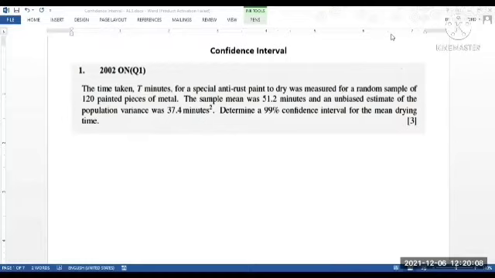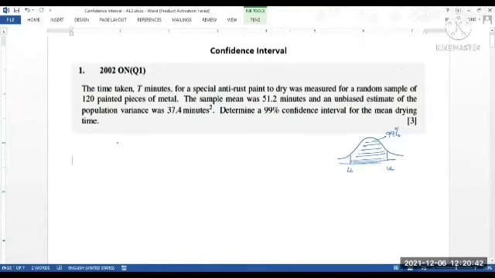Now we need to look into confidence interval. So what does it mean? If you draw a graph, we have a 99% confidence interval. So we need to find out the lower limit and the upper limit of this confidence interval. To do that, we have been given certain data.